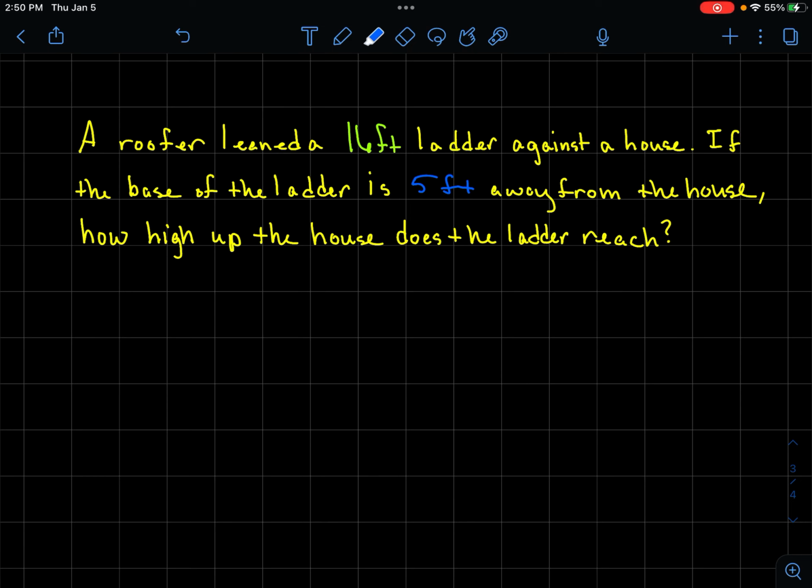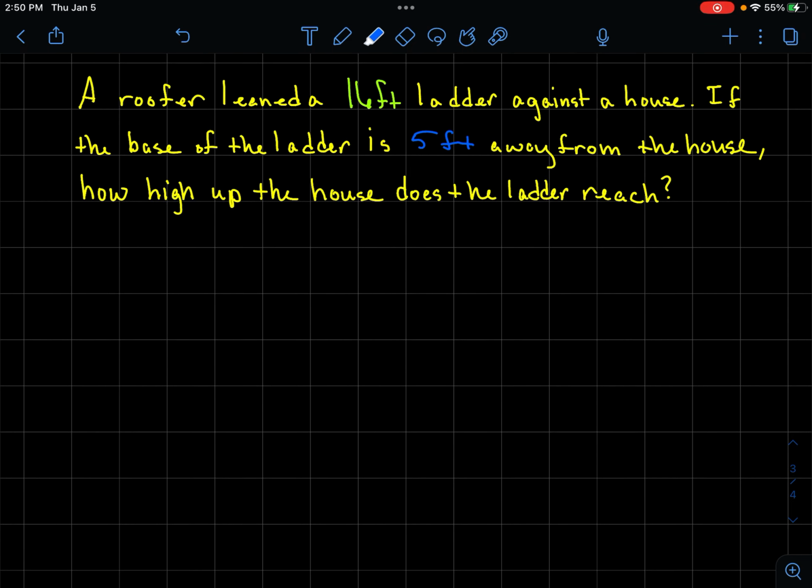Well, it's a lot easier to do these problems if we create some type of illustration. So we're going to draw a right triangle, and we're leaning the ladder up against the house, so that would signify the hypotenuse. That tells us the hypotenuse is 16 feet. Since the bottom of the ladder is so far away from the house, that would be 5 feet, giving us a base value of 5. What we don't know is how high up or how tall the house really is. But now we've got numbers and we've got variables to represent what we need to know.